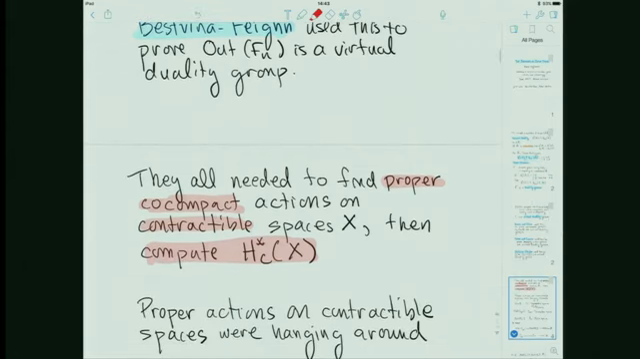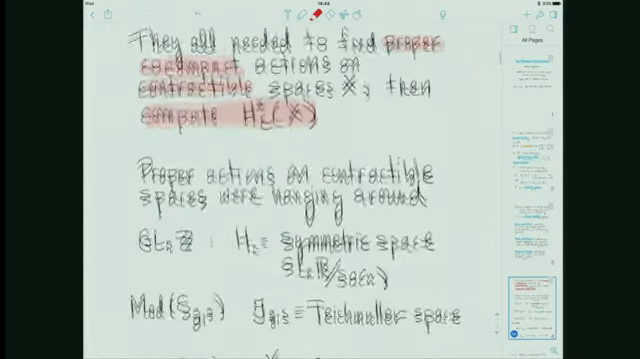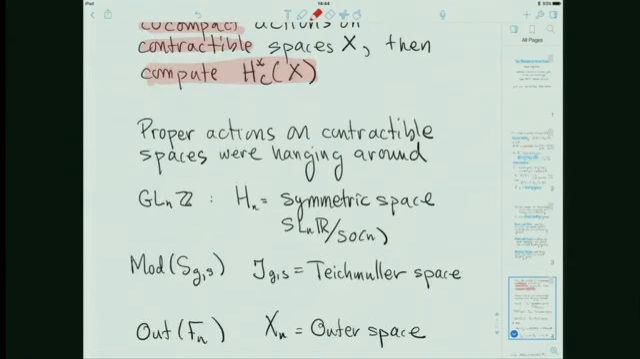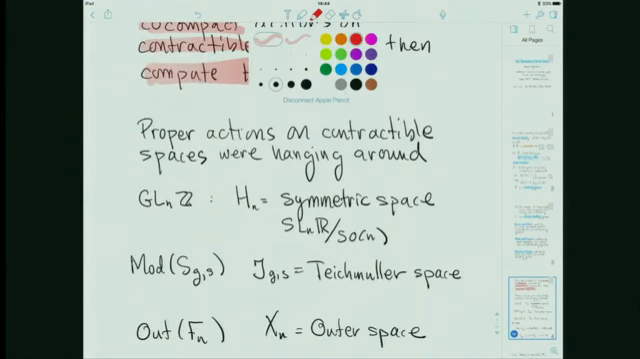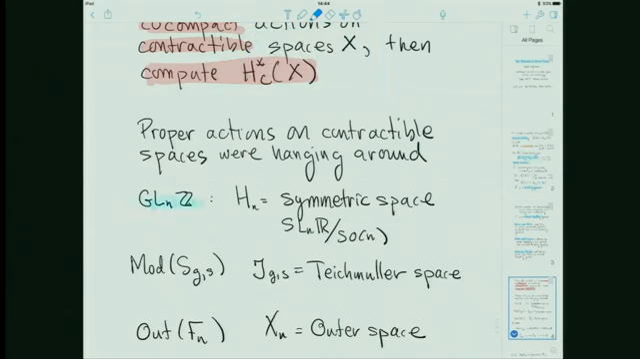So for all of these groups that I just mentioned, there were contractible spaces hanging around with proper actions on them by the groups. Here they are. For the general linear group, you can take the symmetric space, the SLNR mod SON. I'm talking about GLN acting, so I have to multiply by determinant.